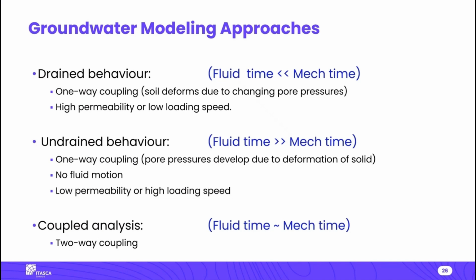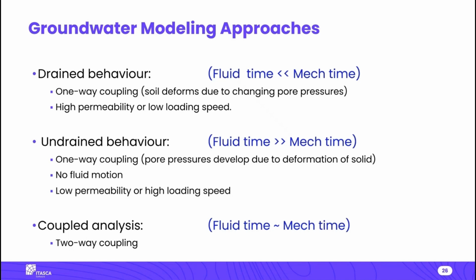So, modeling approaches. There are different ways to consider modeling the fluid flow. If you're a civil engineer, you're probably used to these terms. So drained behavior. This is basically a one-way coupling where we're assuming that the material has a high permeability and the fluid is flowing relatively quickly. So you can imagine that you change the fluid boundary conditions. The fluid flows quite quickly. The pore pressures change quite quickly relative to maybe mechanical loading or something like that. So we can basically do a one-way coupling. We can calculate the pore pressures first, assuming that it's fast, and then do the mechanical calculation.